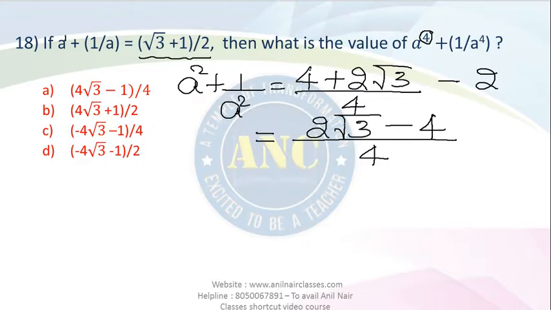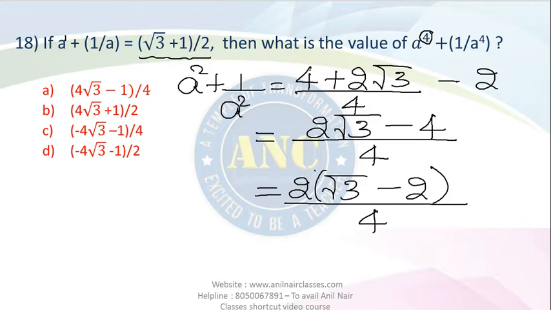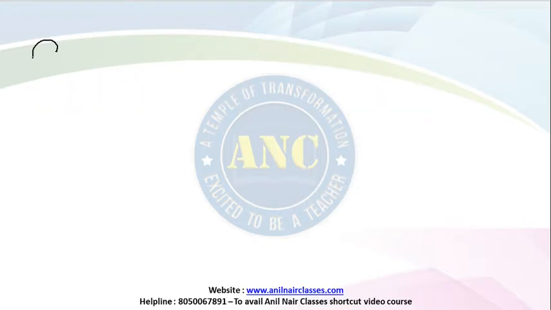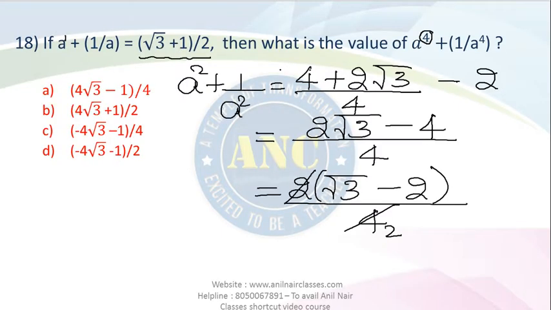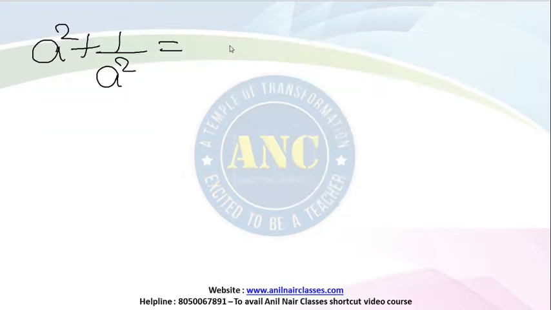Now again take this value, square it, and then again subtract from 2. That's all. You will get a power 4 plus 1 by a power 4. Now if I further simplify this, I can take 2 common factor in the numerator: 2 into (root 3 minus 2) whole thing divided by 4. This 2 into 1, 2 into 2. So a square plus 1 by a square eventually came as (root 3 minus 2) by 2, right? It is (root 3 minus 2) by 2.